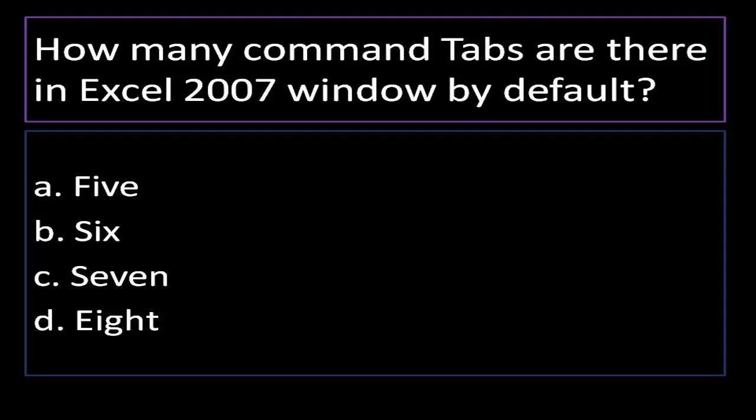How many command tabs are there in Excel 2007 window by default? Option A, 5. Option B, 6. Option C, 7. Option D, 8. And the right answer is option C, 7.